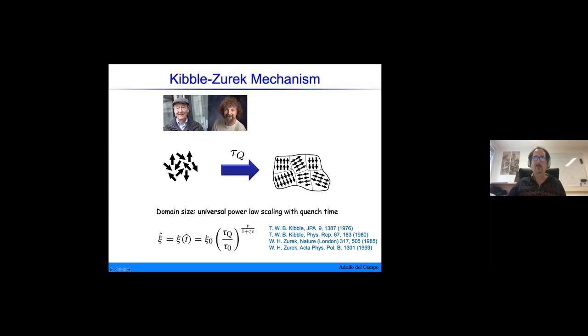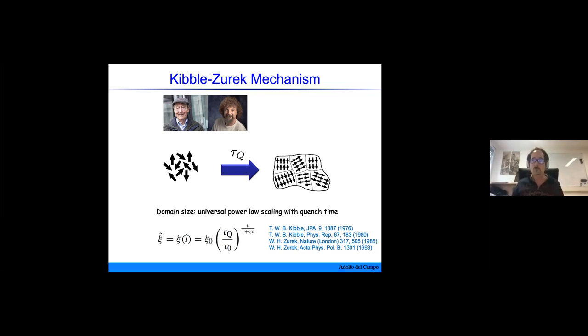And there's the well-known Kibble-Zurek mechanism that estimates the length scale for these domains, and it follows a universal power law with the quench time tau Q, with a power law exponent which is universal. It's the combination of nu, the correlation length critical exponent, and z, the dynamic critical exponent. So this is well known.